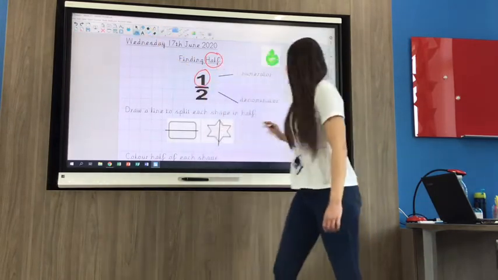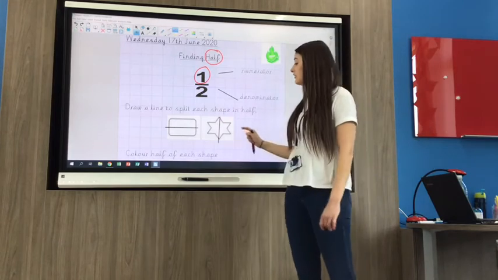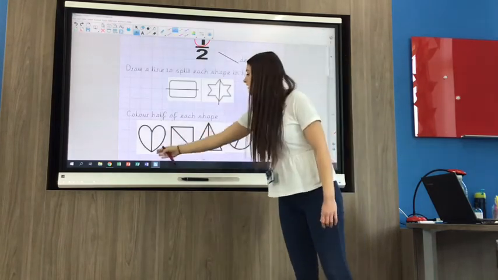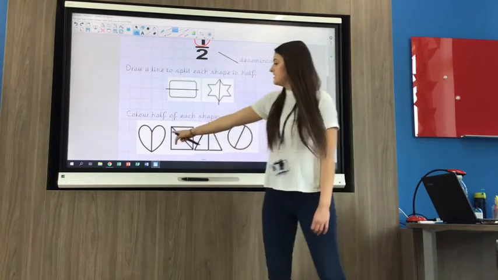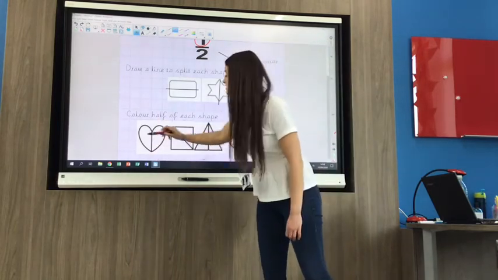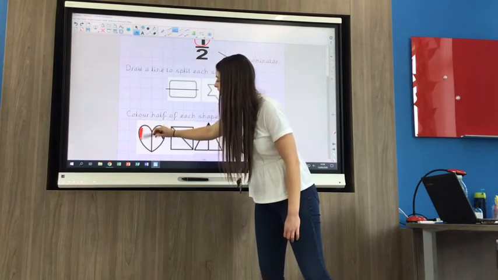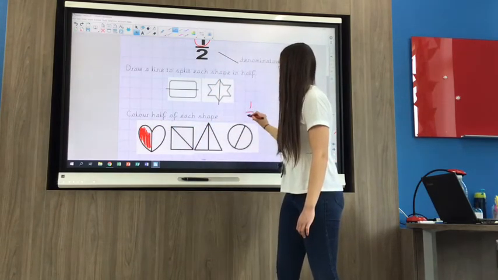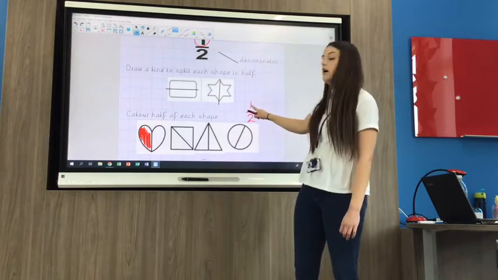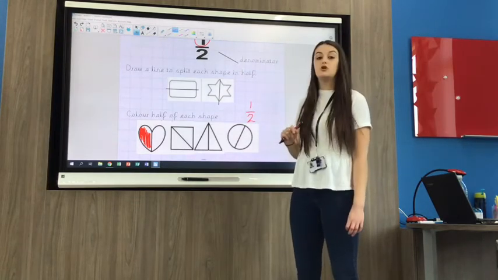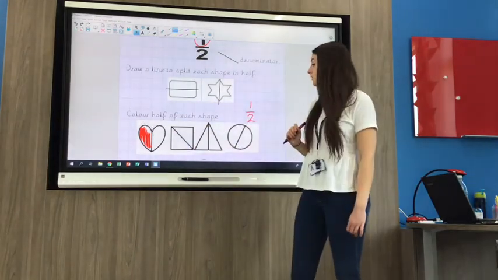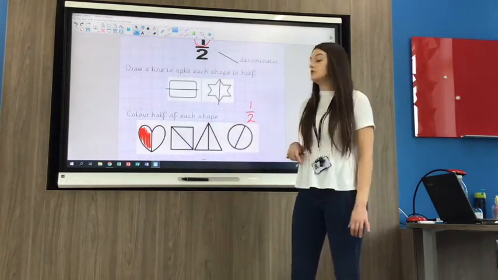Right. The next activity you could have is asking you to colour half of each shape. Now, these shapes have already got a line down them. Now, this one's easy. I can see that straight down the middle, so I'm just going to colour a half of it. Now, when we say a half, if I write that fraction again, it's asking me to colour one part out of the 2 parts. So I've coloured half of the shape on that side, okay? You could colour either side, it's up to you.